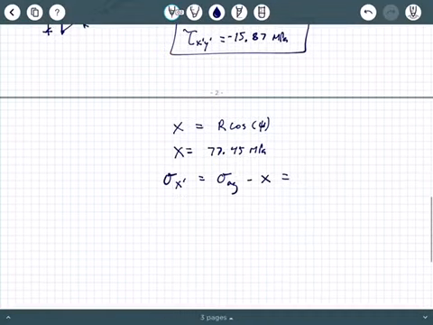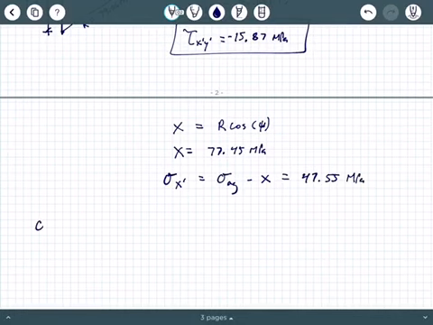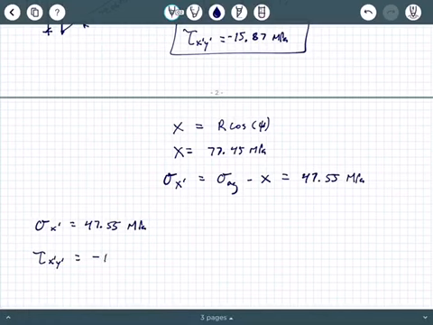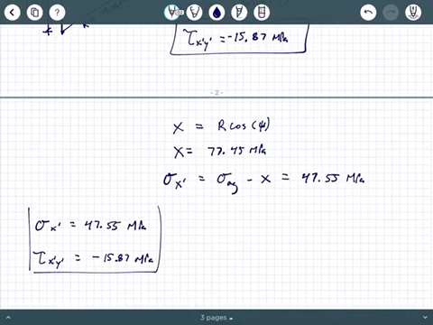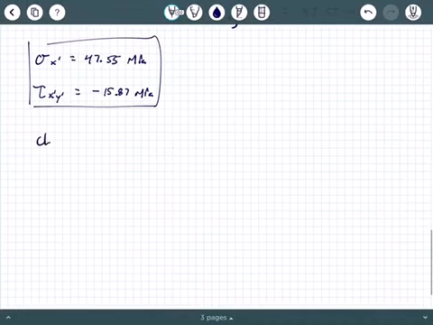Well, it's going to be the center coordinate minus that x value, okay? So if you look back at your figure, sigma prime x is the center coordinate, which is really sigma average, minus x, okay? So sigma average, what was that? I believe that was 125 megapascals. Yes, I had to scroll up and check it. So 125 minus the 77.45. So I get 47.55 megapascals.